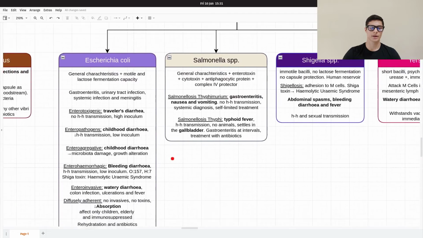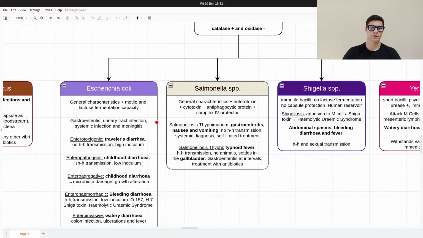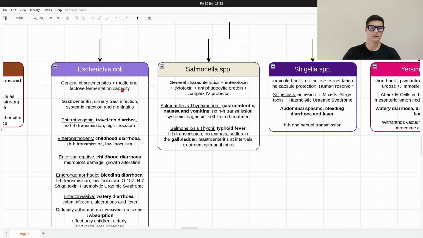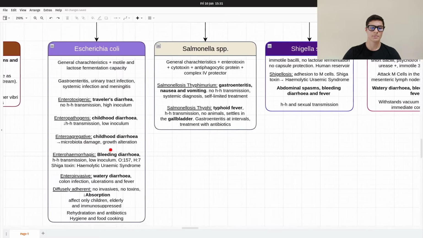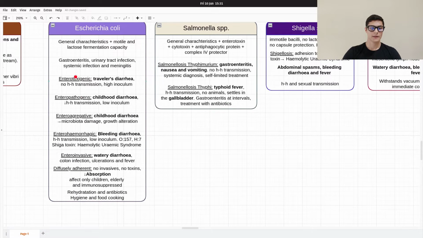We start with Escherichia coli. General characteristics of the Enterobacteria, and it is a motile bacteria, and it has the property of lactose fermentation. It causes gastroenteritis, urinary tract infection, systemic infections, and meningitis, depending on the type of Escherichia coli, because we have several ones. Starting with the enterotoxigenic, which causes the traveler's diarrhea. There is no human-to-human transmission, and it requires a high inoculum.